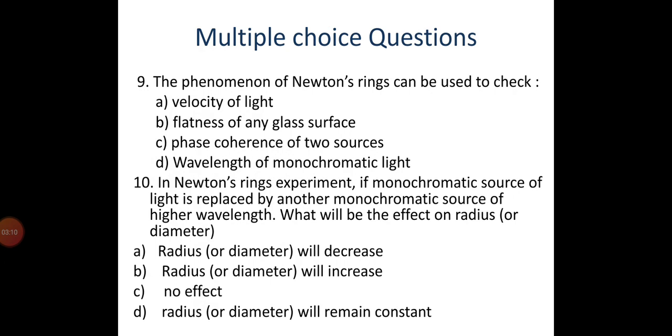The next question: the phenomenon of Newton ring can be used to check the velocity of light, flatness of any glass surface, phase coherence of two sources, or the wavelength of monochromatic light used.